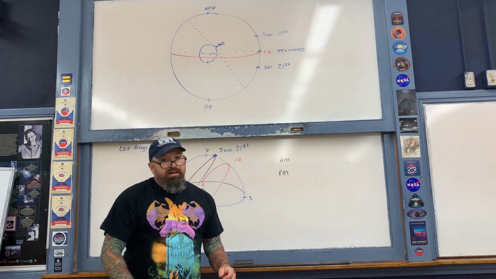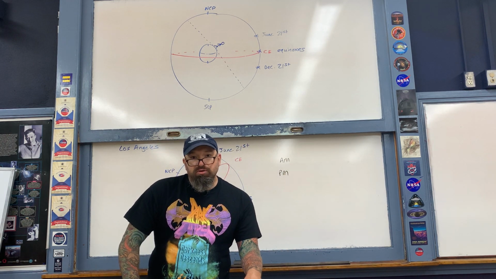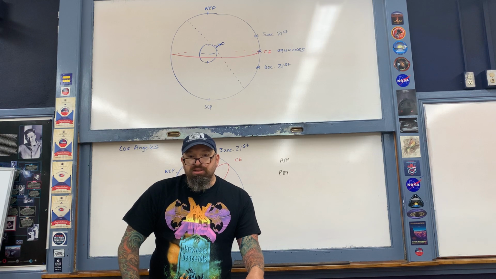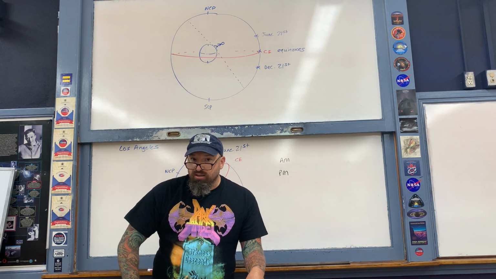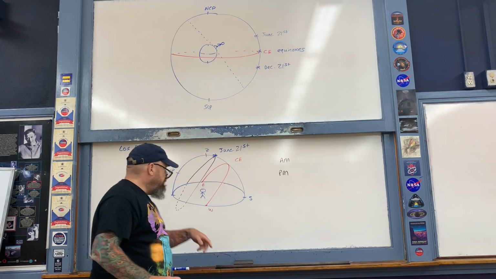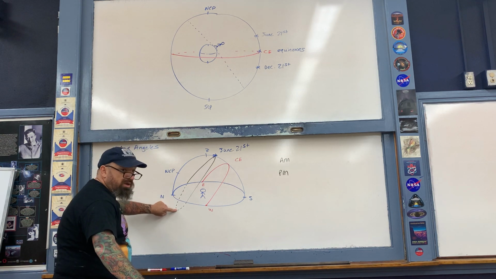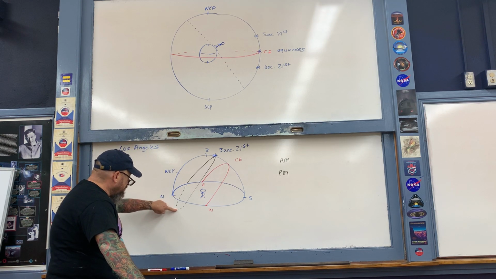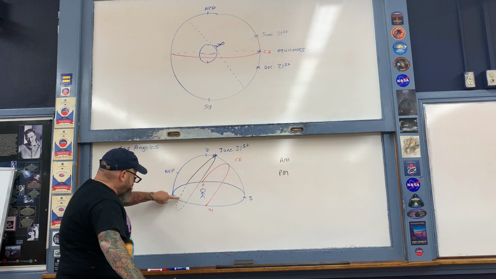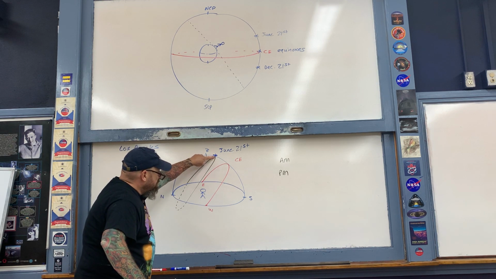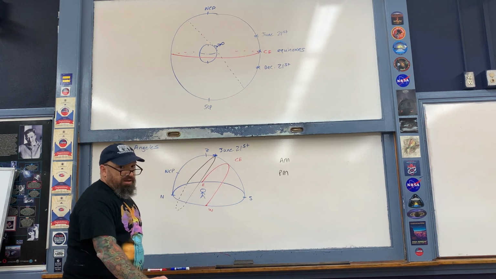Okay, first of all, AM. AM stands for antemeridian. What that means is that the sun is east of the meridian. So starting at 12 a.m. at midnight like so, here on June 21st, for example, the sun is here. And then from 12 a.m. to noon, the sun is east of the meridian.